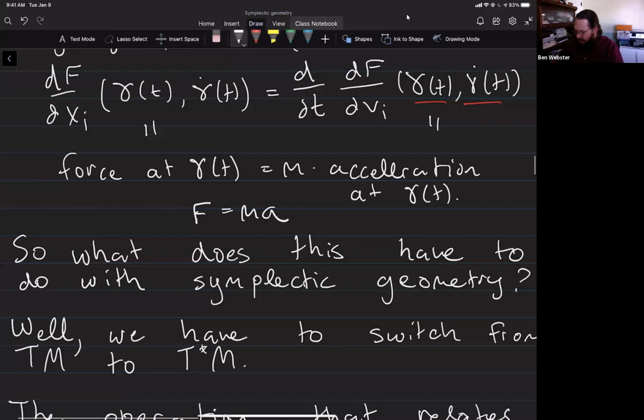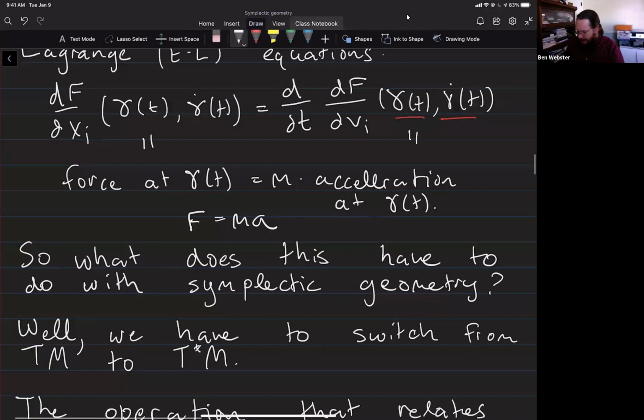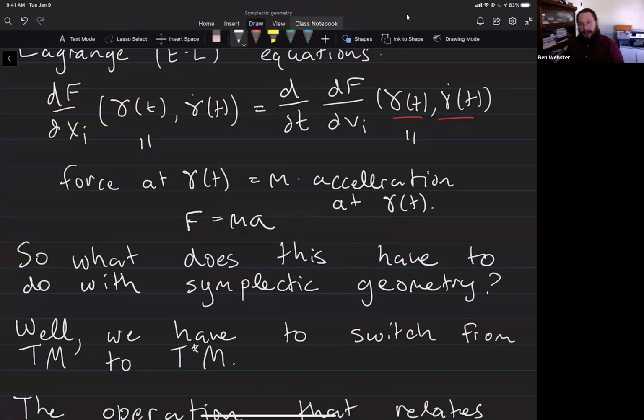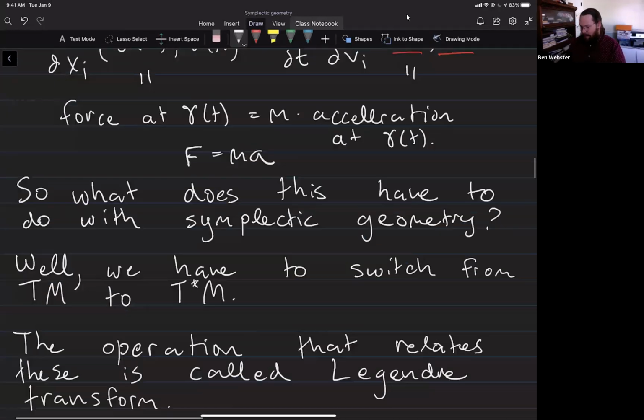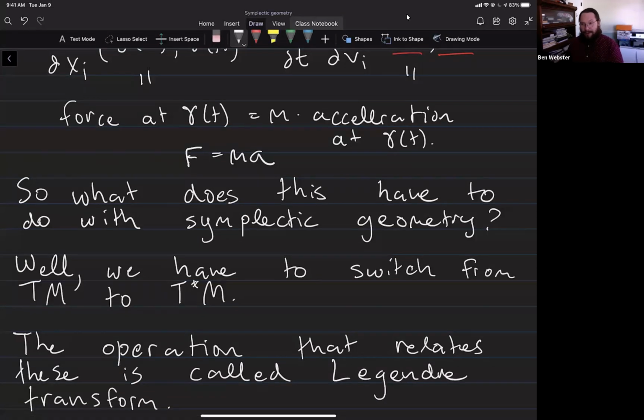Well, in order to do that, we have to switch between the tangent bundle and the cotangent bundle. And the operation that does that is what's called the Legendre transform. And Justin Colt was saying at the beginning of the course that he was really looking forward to this because people are always telling him that such and such is a Legendre transform.